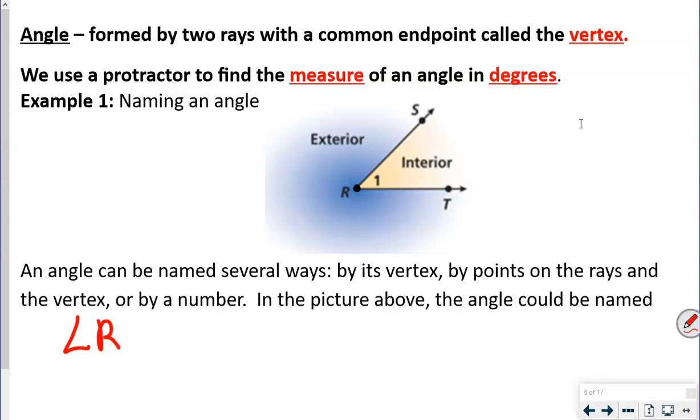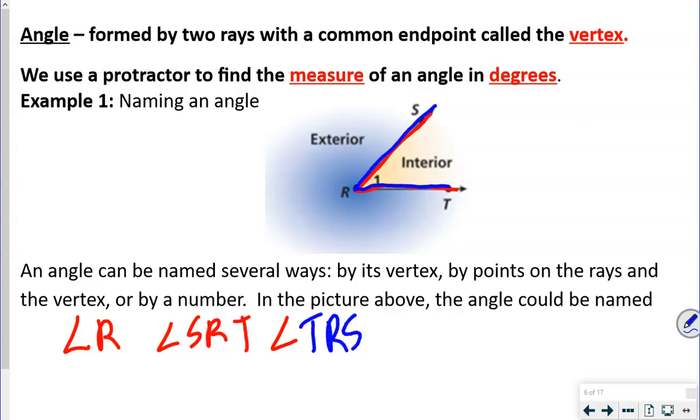We can name it by the points that are on the ray and the vertex. So we could name it angle S, R, T, or we could name it going the opposite direction, right? T, R, S, like that. All right, or we can name it by what's inside it, right? The number that's inside of it. So we could also say it's angle 1. Right there where that 1 is, okay? So those are the different ways that we can name an angle.